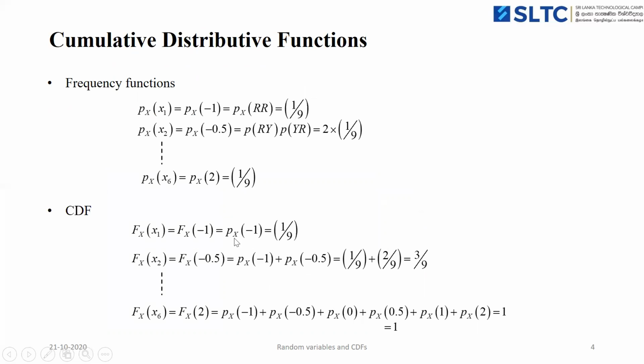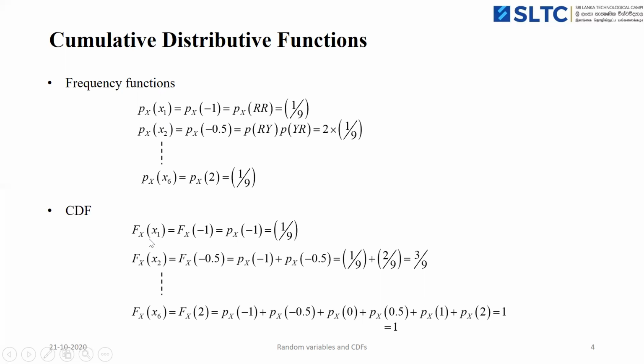Here the mathematical equation for the frequency functions is given, which varies from px of x1 to px of x6, because there are totally 6 numerical values in the random variable x. Then the corresponding CDF function is calculated, denoted by fx of x1 to fx of x6. For the CDF function, in ascending order, the frequency function will be accumulated.